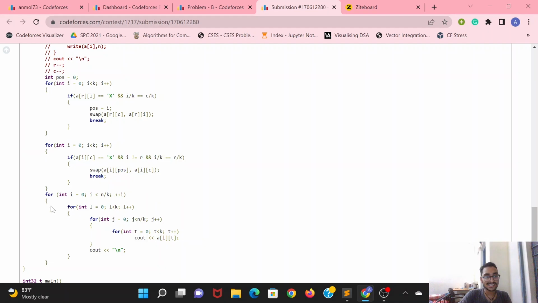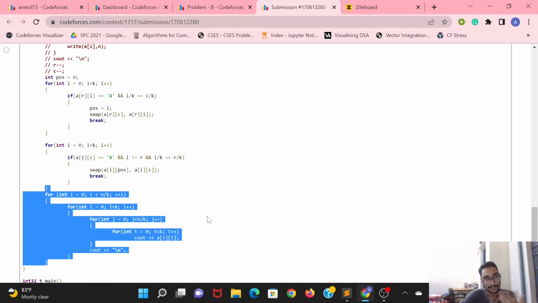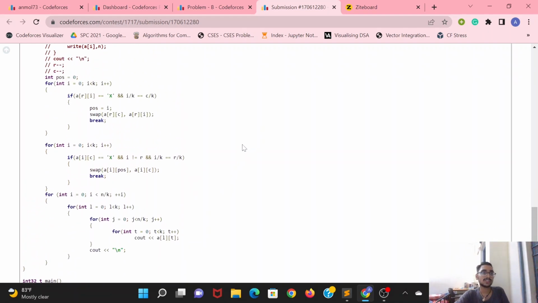And then I just print this 4 times. Now there are 4 loops, so you might feel the complexity is going very huge. It's actually not that. It'll be n by k into n by k into k. The k's get cancelled. It's O of n square. So this part is printing that pattern n by k times. Yeah, that was the code of this problem.